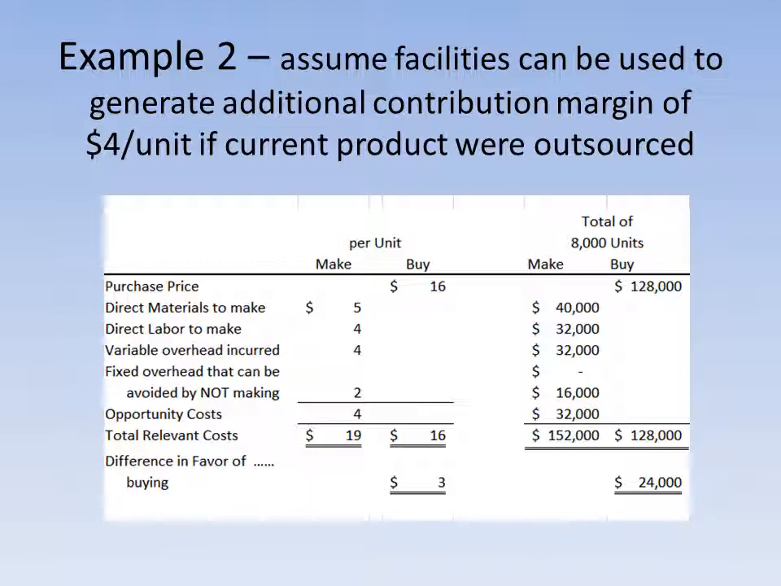These lost profits, $4 per unit, are considered an opportunity cost and are therefore added to the make cost of a product when performing the make versus buy analysis. In this particular analysis, the opportunity cost has shifted our decision in favor of buying the product from our supplier.